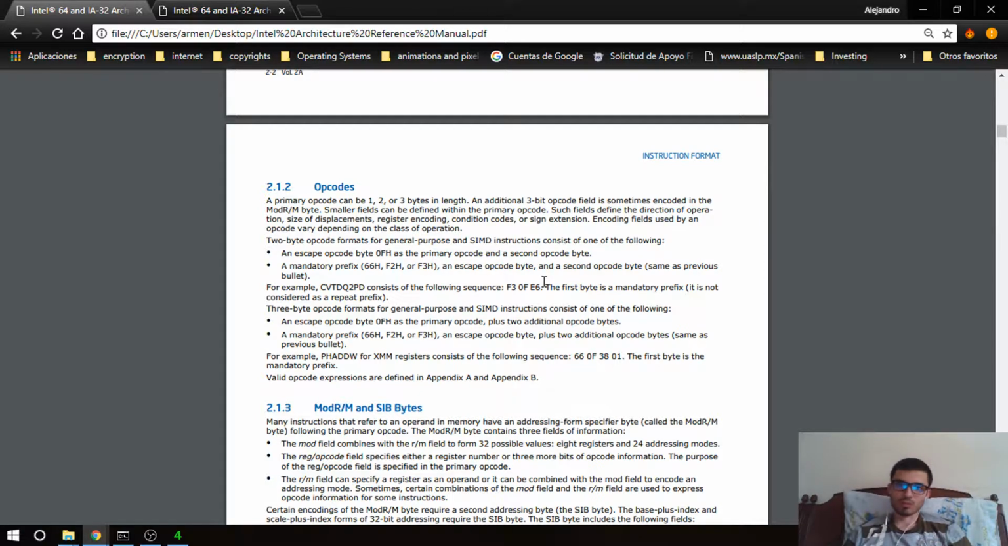So primary opcode fields can have things like displacements, direction of operations, register encoding, condition codes, or sign extensions.